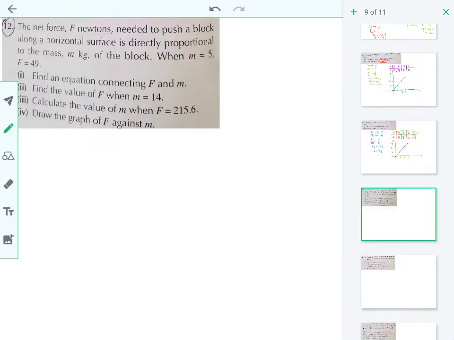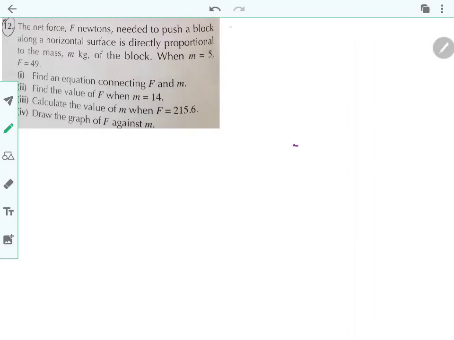Now let's go to number 12. Okay, it's a long question, but actually, if we already finished number 5 to 11, then number 12 is actually an easy one. Okay, now find another equation connecting F and M. Okay, let's start with doing that first. So A, F is directly proportional to M, and when F is equal to 49, we know M is 5.